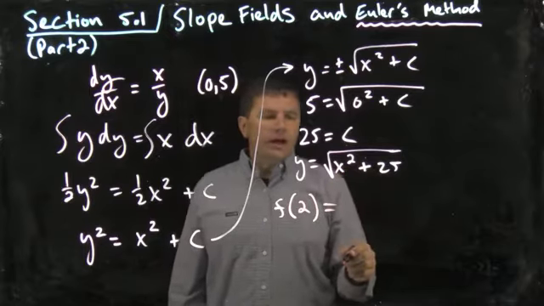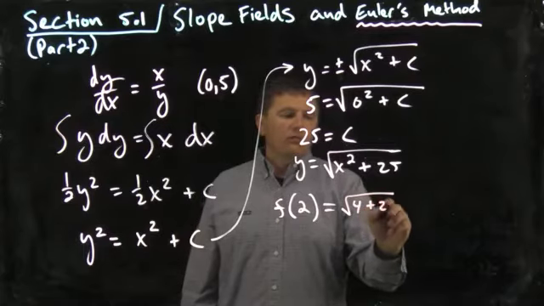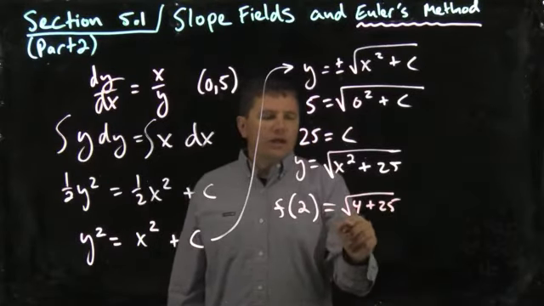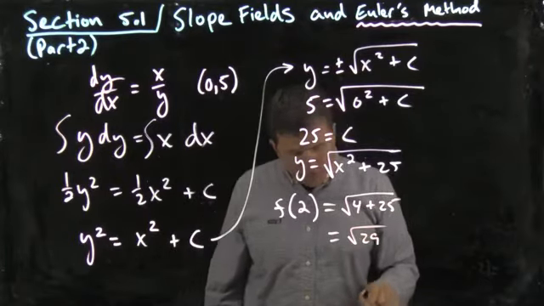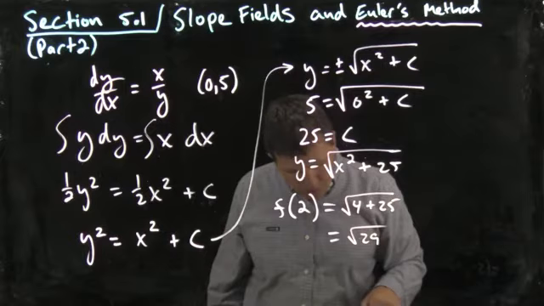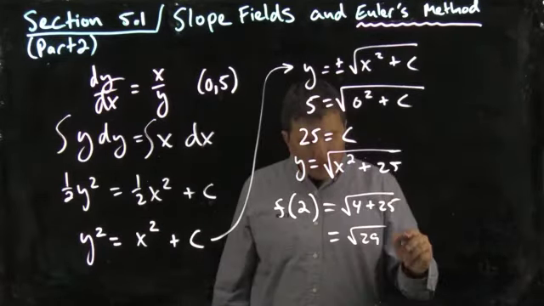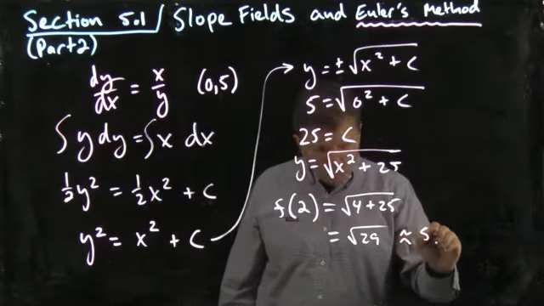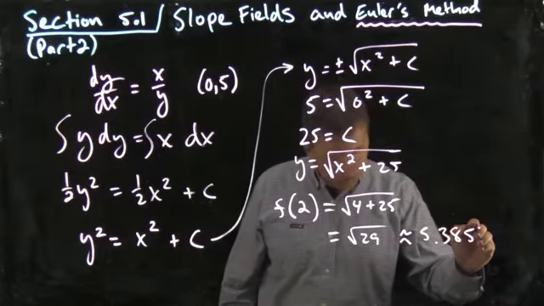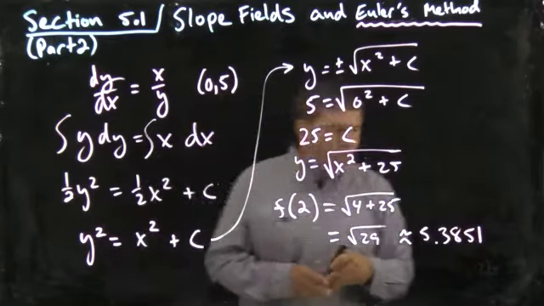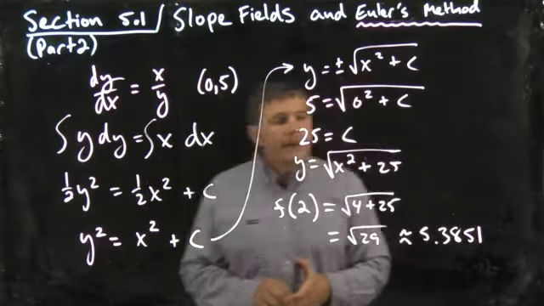All we would do is plug 2 into this, and we would get 4 plus 25. So that would end up giving us square root of 29. You can leave it like that. If you do change it to a decimal, I want to remind you that we want to make sure we're accurate to 3 decimal places. So we would get approximately 5.385 and then 1. So you can either truncate around that to 3 decimal places, or you can do as I did and leave it to 4 decimal places.